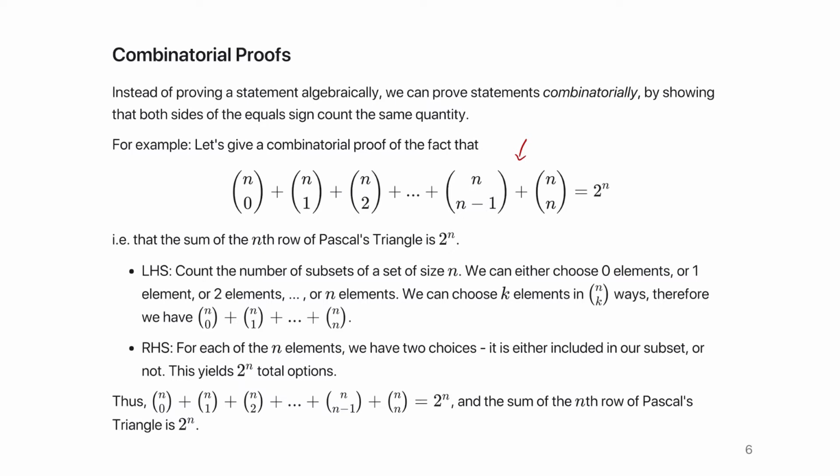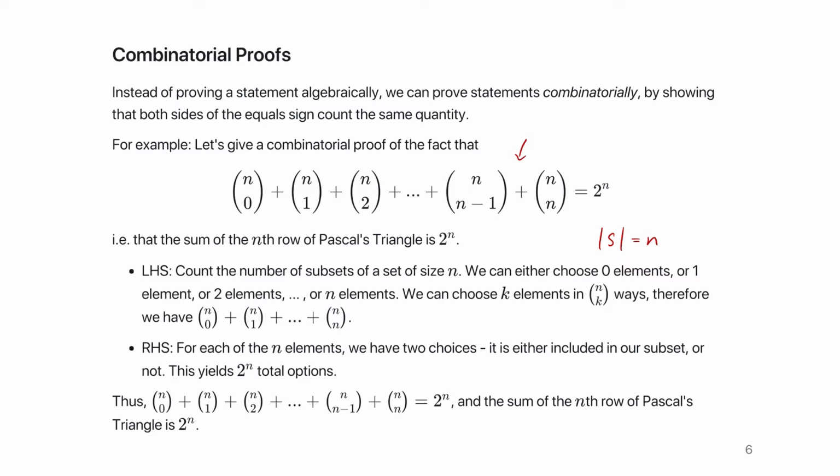Okay? And so let's do an example of a combinatorial proof. What we're going to do is show that both sides count the number of subsets of a set with size n. Let's assume we have some set S that's finite and has n elements in it. We're going to show that both the left-hand side and right-hand side count the number of subsets of the set.